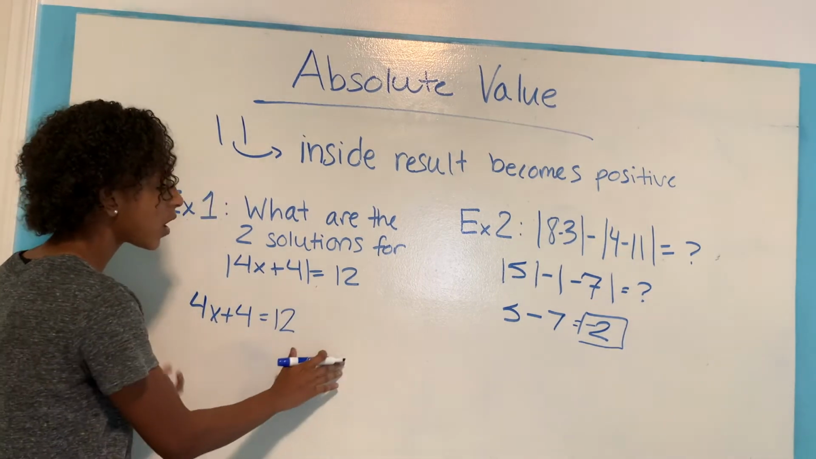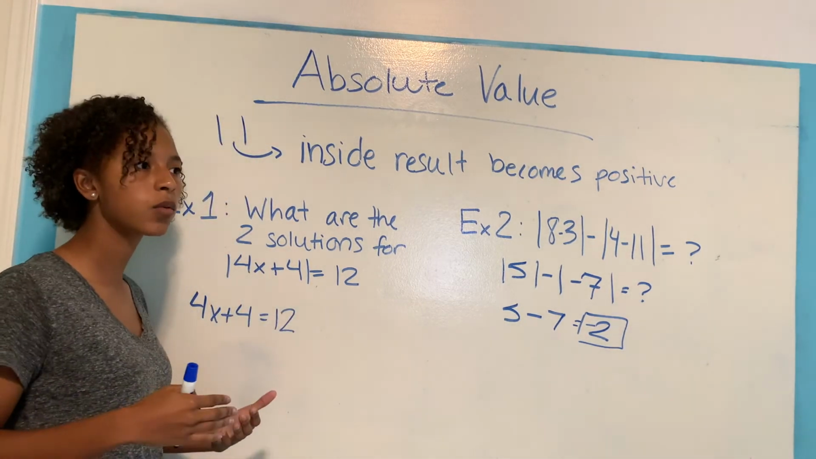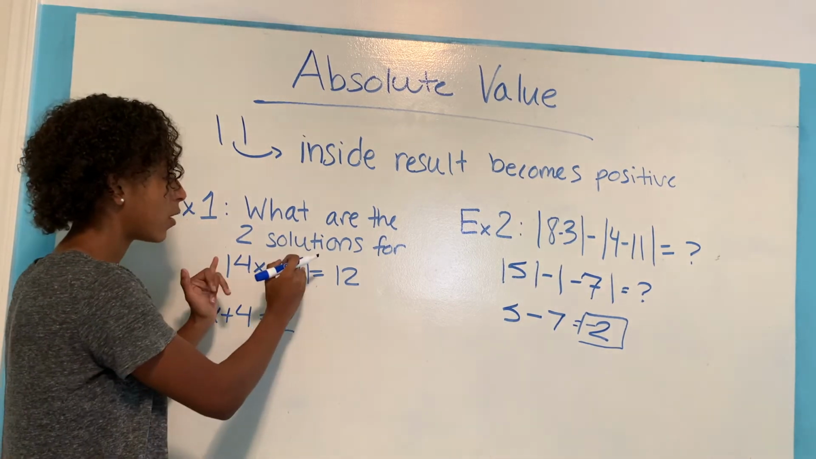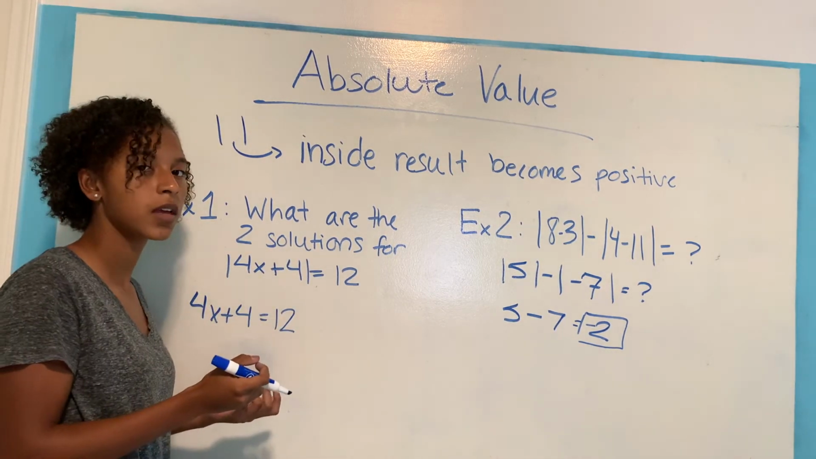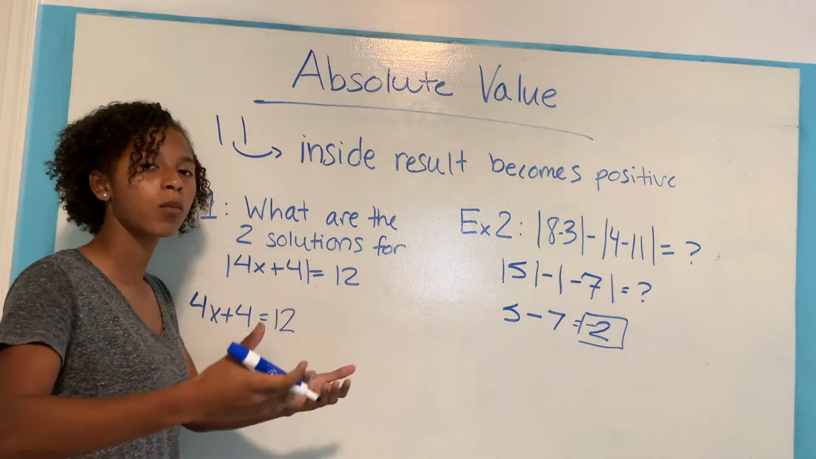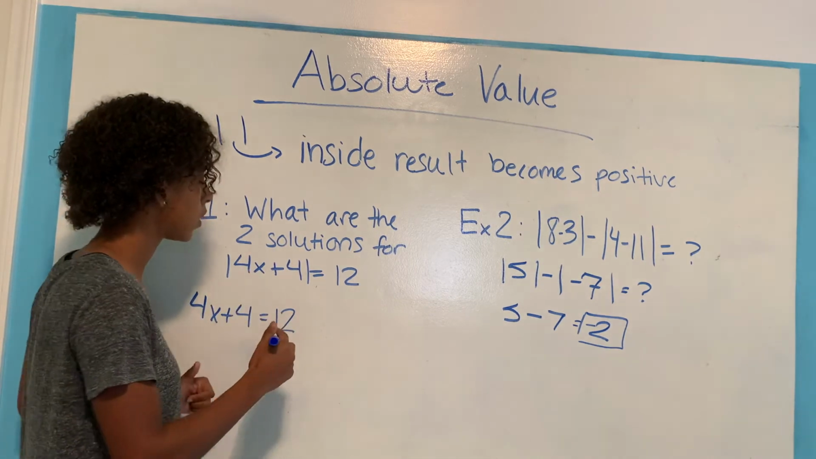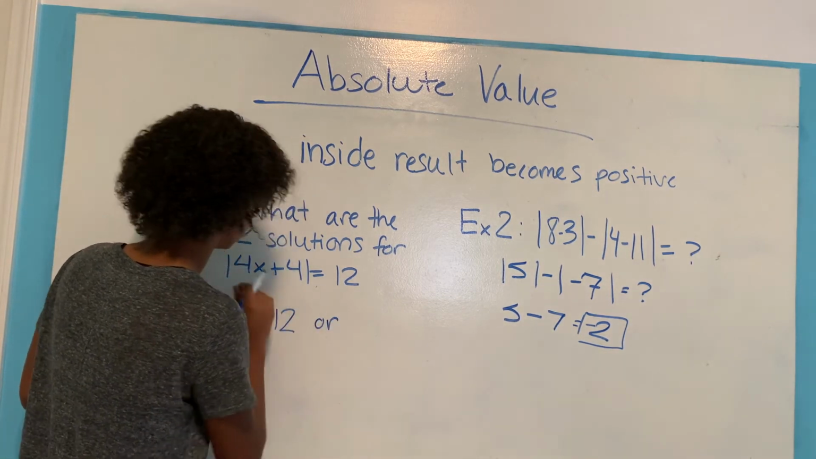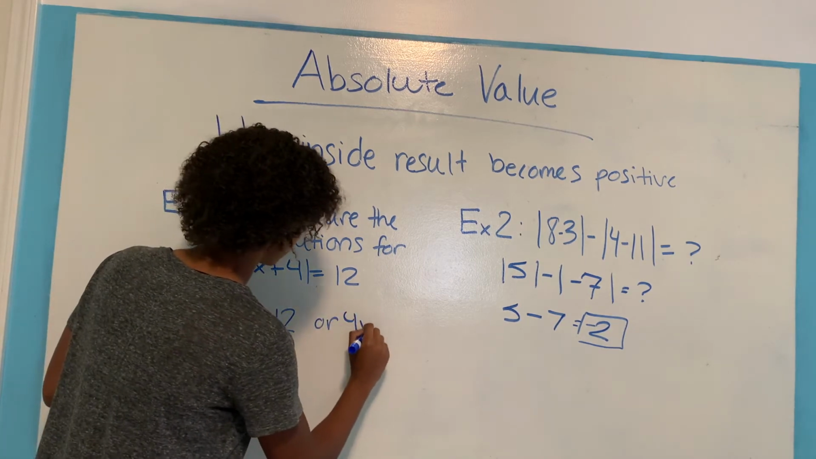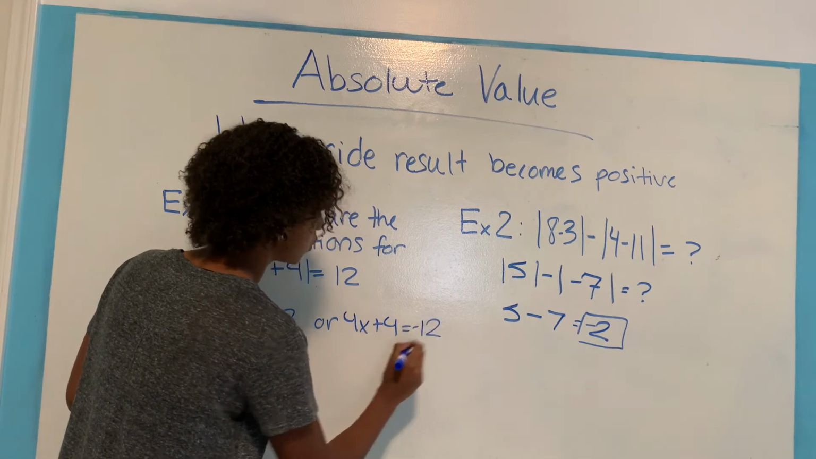But then you have this other solution where 4x plus 4 could actually equal negative 12 as well. Because when you simplify it down and you take these absolute value bars, you know that it has to become positive at one point, which will give you that 12. So you know that it can also equal negative 12 inside of these absolute value bars, right? So let's do 4x plus 4 equals negative 12 as well.